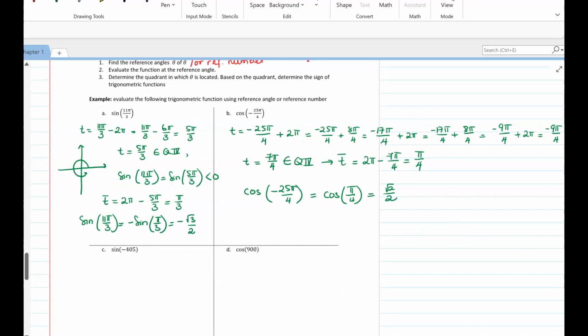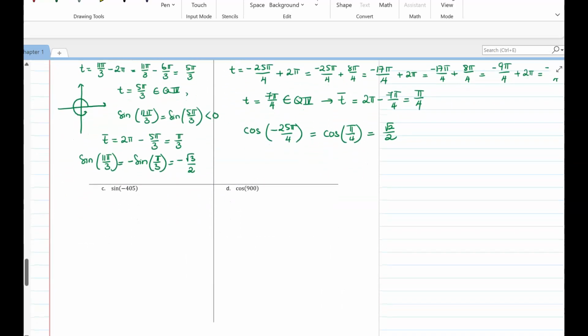Okay. In the next one, we are looking at sine of negative 405 degrees. We're missing a degree symbol here. So here we look at theta equal to negative 405 degrees. That is beyond 360, so I want an angle in the range 0 to 360 degrees. We go ahead and add 360 degrees, and this makes negative 45 degrees.